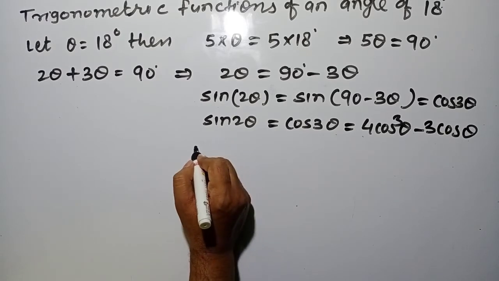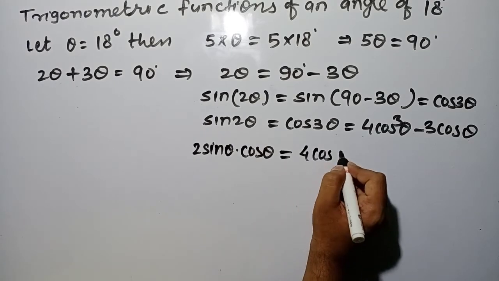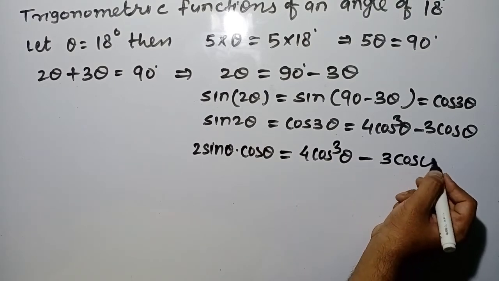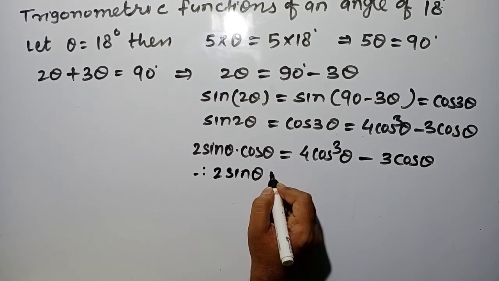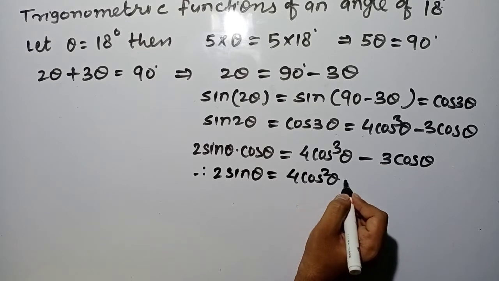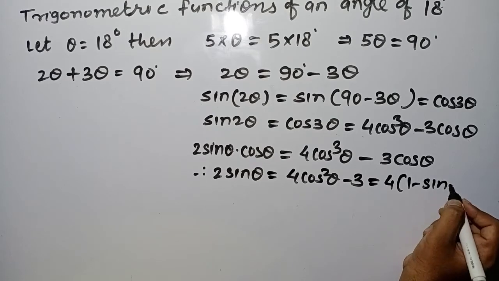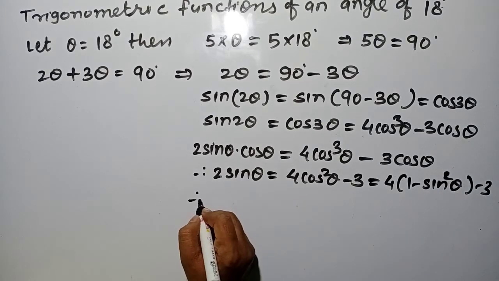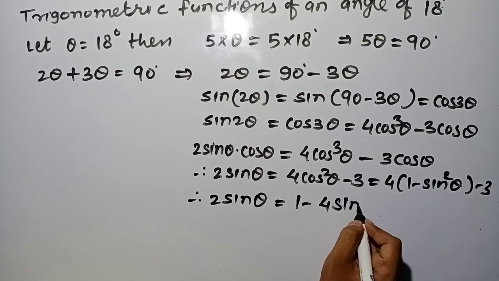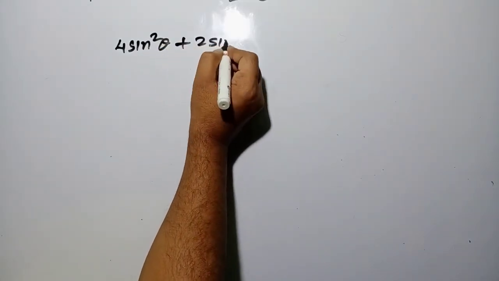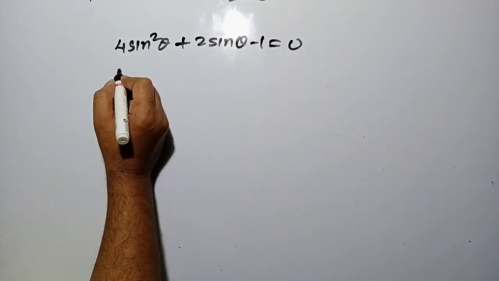So now putting the value, here students, sine 2 theta can be split as 2 sine theta into cos theta. Cos will be common on both sides, so cos will be cancelled out, so we are getting 2 sine theta equals 4 cos square theta minus 3. Okay students, now converting cos into sine, so we are getting 2 sine theta is equal to 1 minus... so the simplified form will be what? 4 sine square theta plus 2 sine theta minus 1.